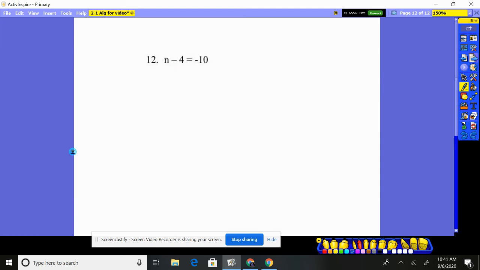And finally, number 12. N minus 4 equals negative 10. I need n by itself. So I'm going to add 4 to the left side of the equal and to the right side of the equal sign. That goes away. So n is left by itself on the left. Negative 10 plus 4, negative 6. Negative 6 is our answer. There we have problems 1 through 12.